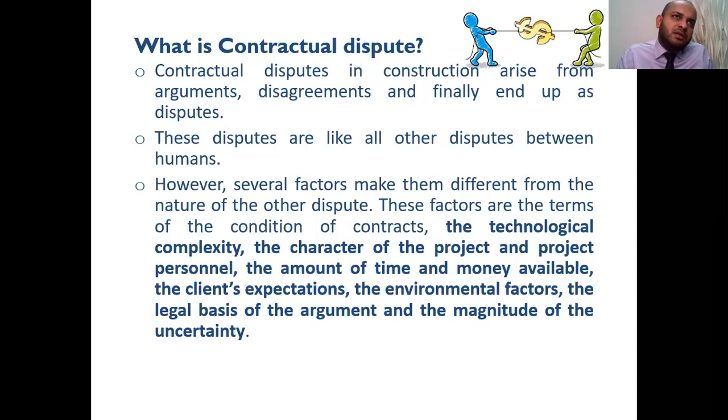Within civil engineering, there are structural engineering and the finishers. So our projects are very complicated. Then there is the amount of time and money available, and also the limitations and budget, limitations in terms of time and cost as well. Then the client's expectation changes every day.